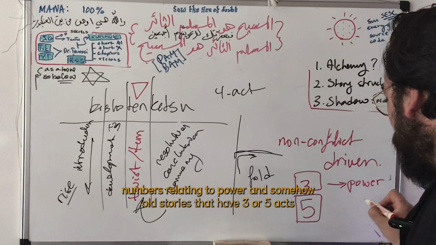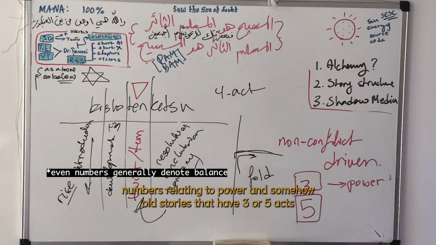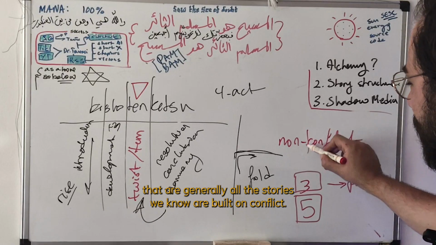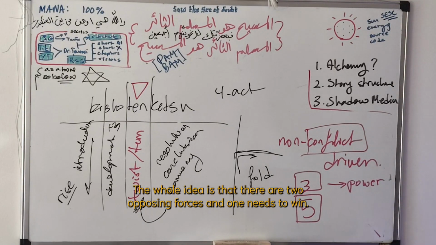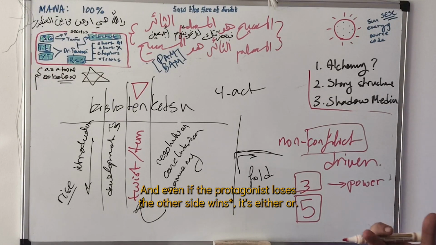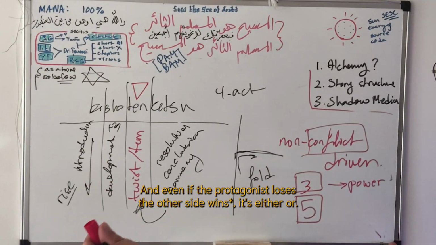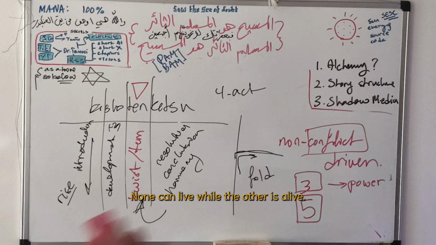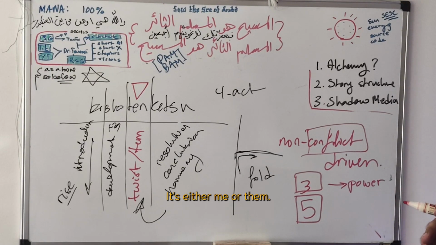And somehow all stories that have 3 or 5 acts, which are generally all the stories we know, are built on conflict. The whole idea is that there are two opposing forces and one needs to win. Otherwise, the story doesn't end. Really, and even if the protagonist loses, the other side won. It's either or. Voldemort says it, or Harry Potter says, none can live while the other is alive. It's either me or them.